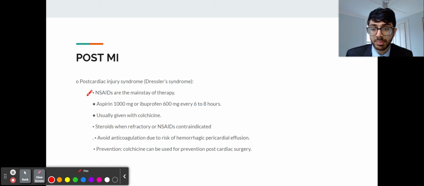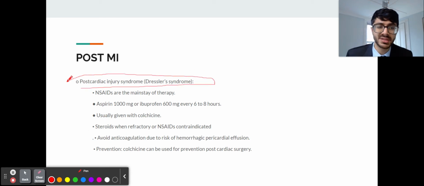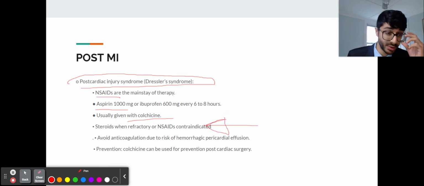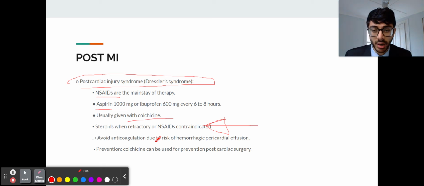So this is the next thing. This is now post-cardiac injury, Dressler syndrome, which happens 1 to 2 weeks after the MI, and this is the cardiac antigens presenting and so on. Again, NSAIDs, aspirin, and colchicine, and then steroids when refractory or when NSAIDs are contraindicated. NSAIDs are contraindicated in things like CKD. And avoid anticoagulation, again, because there's a risk of hemorrhagic pericardial effusion, but it's fine. You can give NSAIDs here.